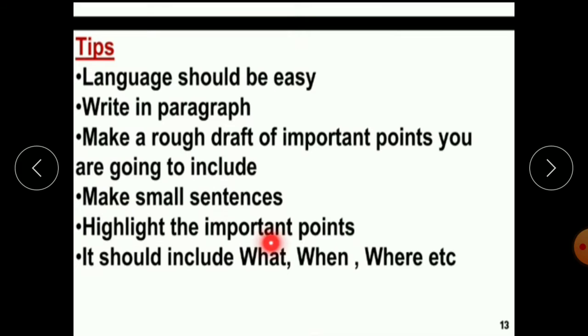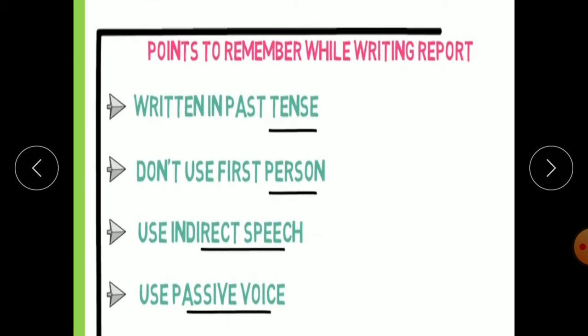Then highlight the important points. It should also include what, when and where. We have already discussed all these things. Let's move towards the next thing.